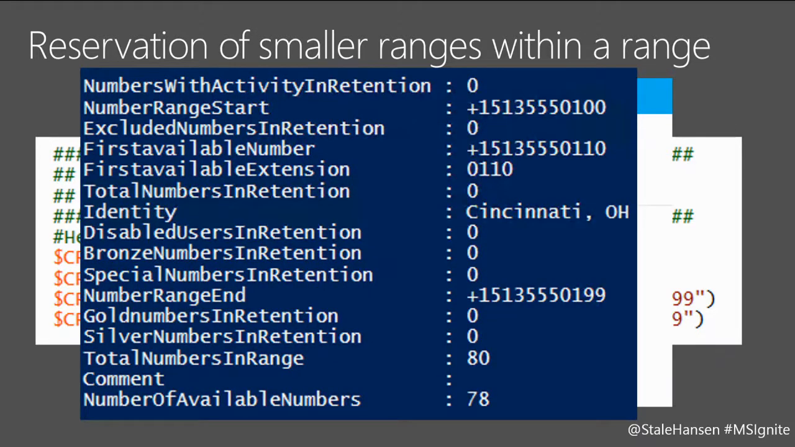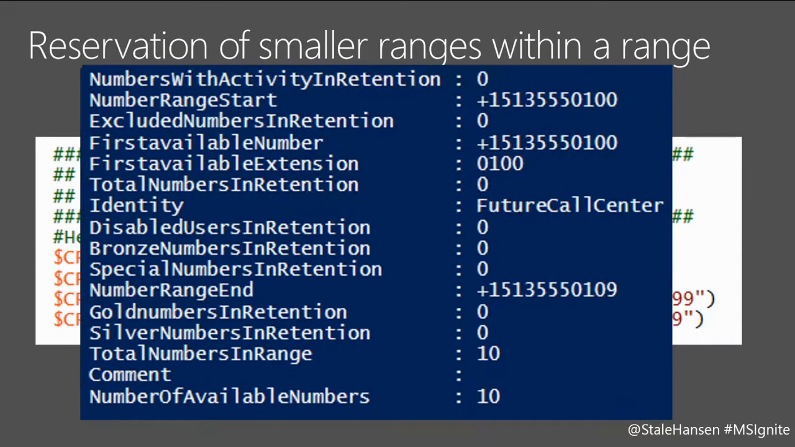So when running the script, we see that the total numbers available are 80 and not 100 for the main range, the Cincinnati range. And we see that there are also two numbers used within that range. And if you look at running the script for future call center, we see that it is handled as a separate range. So you can report on it, you can follow it, and work with it as a typical range, even though it's a range within a range.